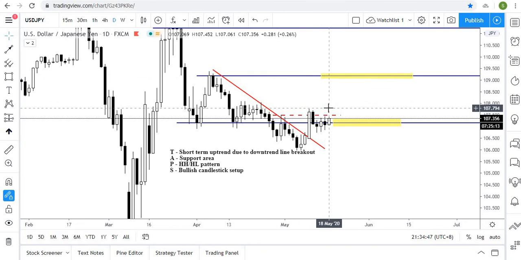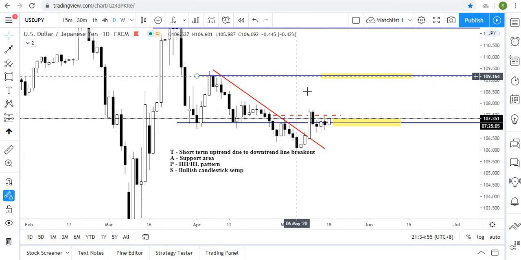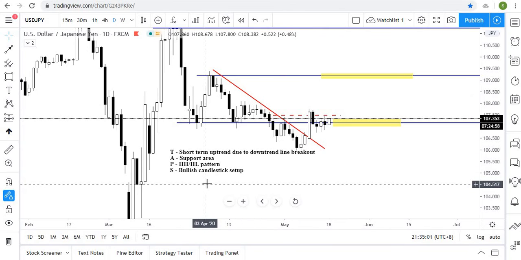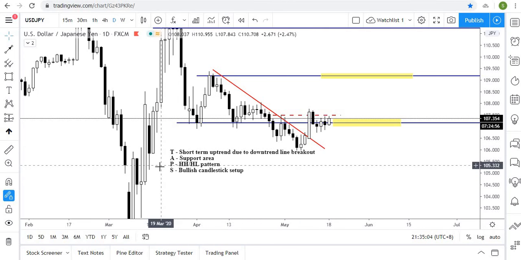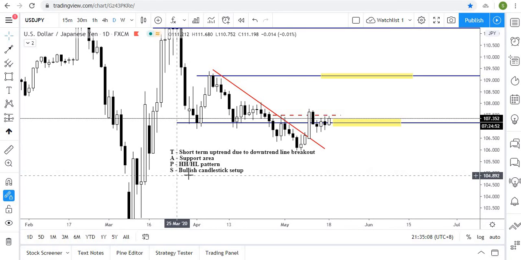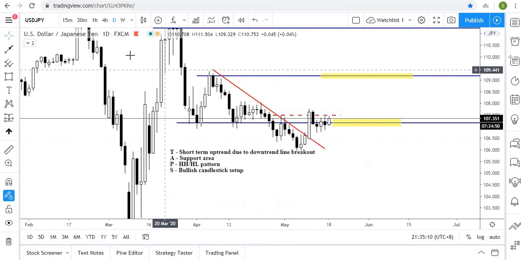109.16. So the room to trade upward is quite big. It's more than 100 pips, so it's quite a good opportunity. So we should look for a higher high, higher low pattern in a lower time frame, or a bullish candlestick setup on the daily time frame.